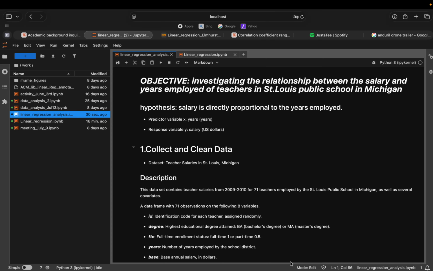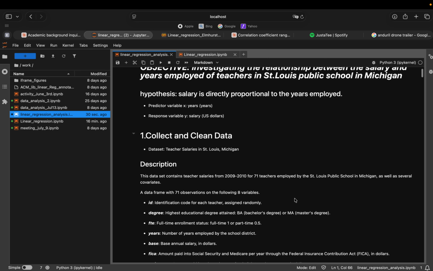Okay, so this is my linear regression analysis. I use the data set from teachers in St. Louis Public School in Michigan. And so an objective that I made is investigating the relationship between the years employed and the salary of the teacher.